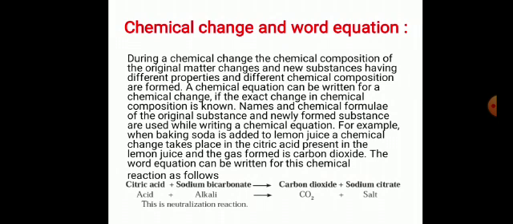So, if you know the names of the substances taking part in the chemical reaction, then we can write the word equation. And if we know the chemical formula of the substances taking part in the chemical change, then the chemical equation can be framed. For example, when baking soda is added to lemon juice, a chemical change takes place. Citric acid, which is present in lemon juice, reacts with baking soda and gas is released, and that gas released is carbon dioxide.